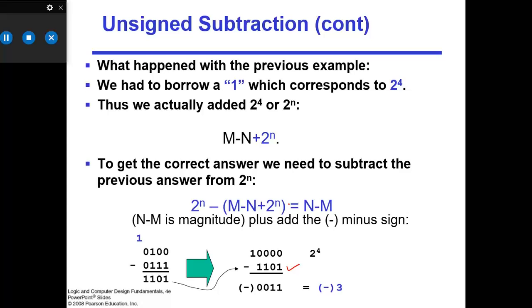So if a borrow is generated, we need to have a compensation. So what is the compensation? What happened with the previous example, we had to borrow 1, which corresponds to 2 to the power 4. Thus we actually added 2^n. To get the answer, we need to subtract the previous answer from 2^n. So if this happens, we are doing the simple unsigned subtraction. We need to basically subtract our answer from this number. So this will give us the right result.